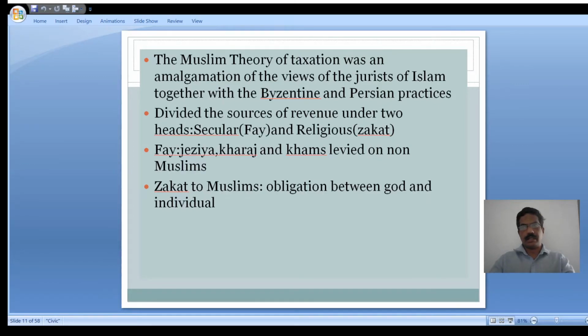In India, the Iqta system was introduced by Iltutmish. Iqta system means paying the soldiers in the form of land, assignment of land to the chief military officers in lieu of paying in cash.